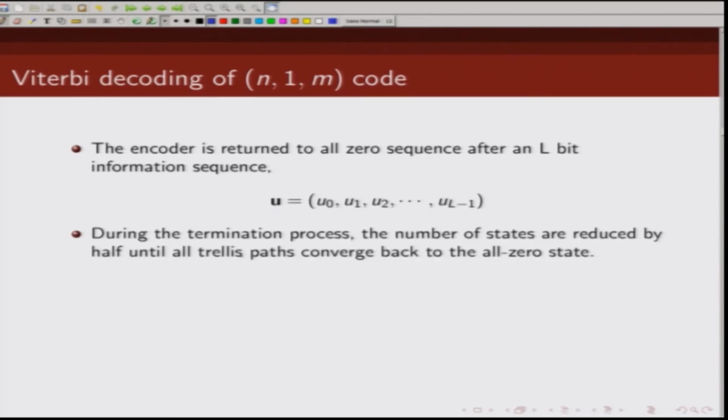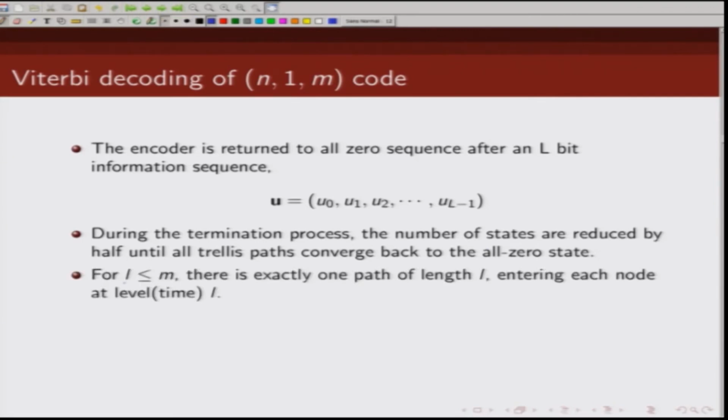Now during the termination process, because we are trying to bring it back to the all 0 state, the number of states gets reduced by half until all the trellis paths converge to the all 0 state.